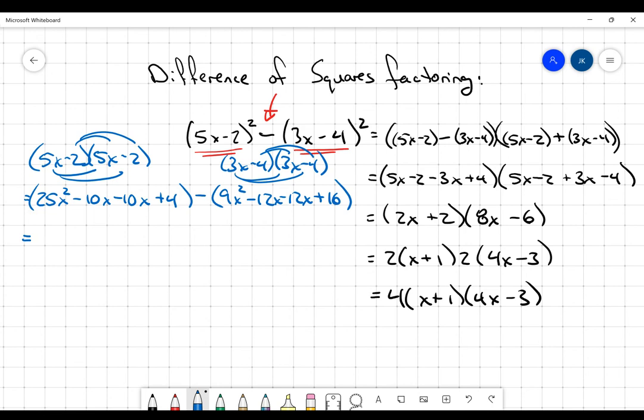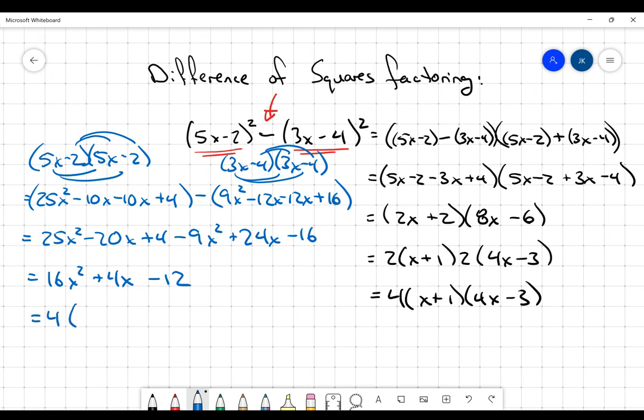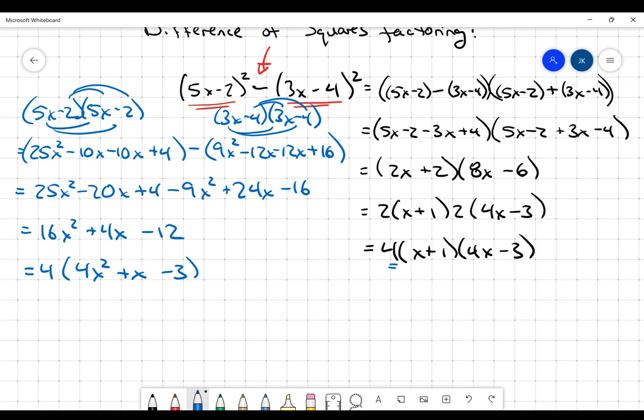Okay. Now, this becomes 25x squared minus 20x plus 4 minus 9x squared, this is going to be plus 24x minus 16. Put that all together, I'm going to get 16x squared plus 4x minus 12. There is a common factor of 4 to all of those, which is exactly what I saw over here, so that's good. So it becomes 4 times 4x squared plus x minus 3.